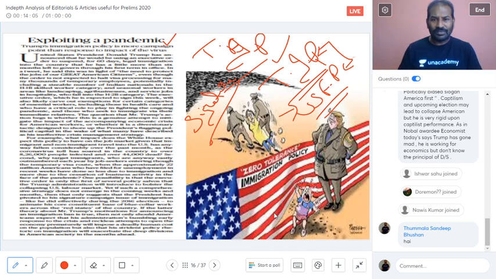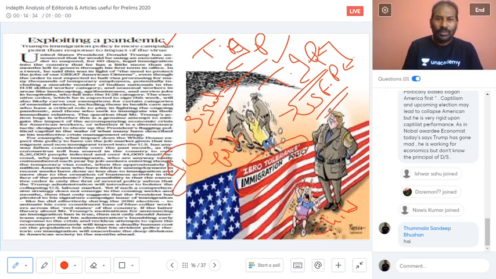When you look at the picture, it is very clearly saying immigration policy, where there is a child and a parent who is being pulled away. So how far will this kind of immigration policy benefit Trump in the presidential elections, and how will it impact India or Indians, the Indian diaspora who are in the US, or Indians who are wanting to get into the US?